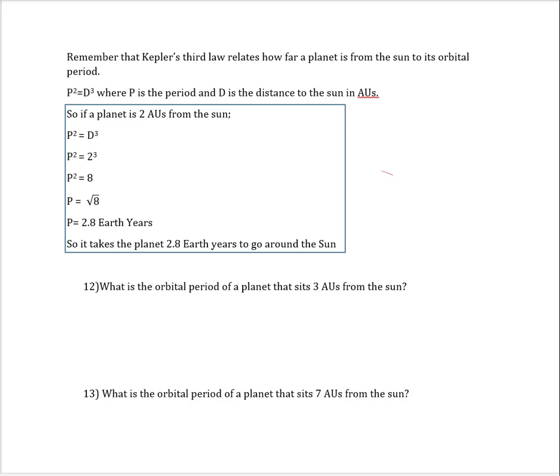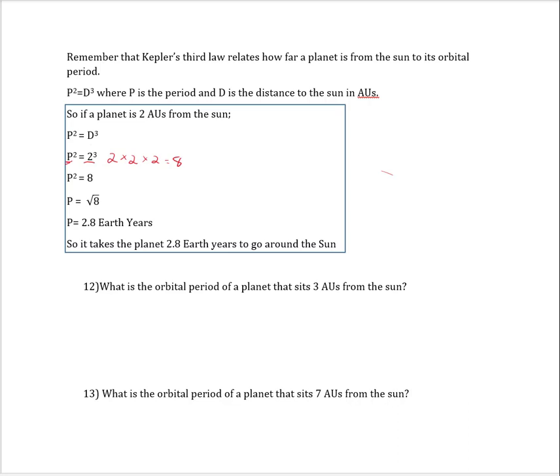Well, the formula is p squared equals d cubed. We don't know the period, so the period squared equals the distance cubed. So ask yourself, what does 2 times 2 times 2 equal? That equals 8. So p squared equals 8. We don't want to know p squared, though. We want to know p. So take the square root of both sides. So p equals the square root of 8.